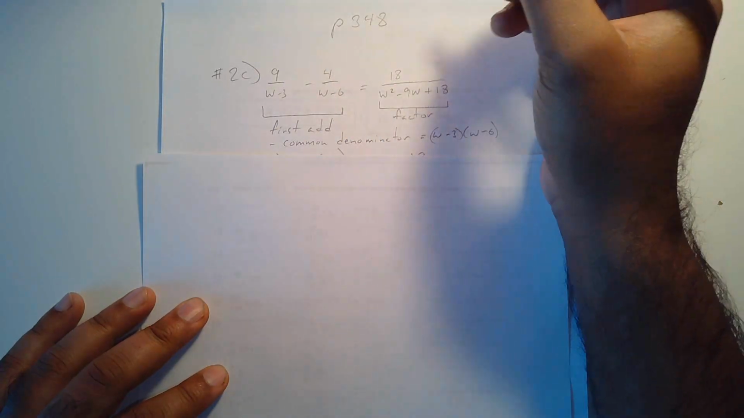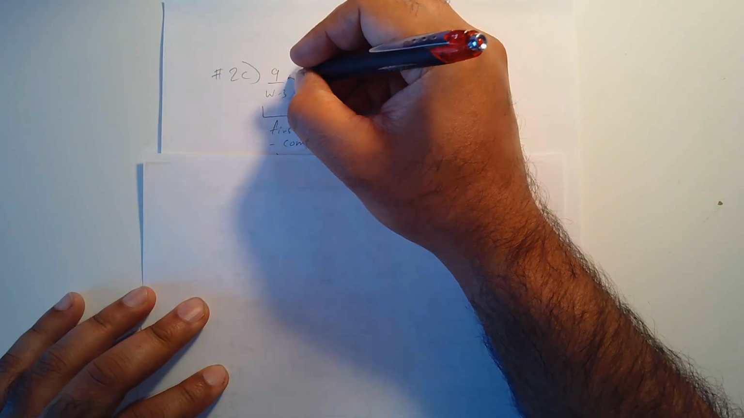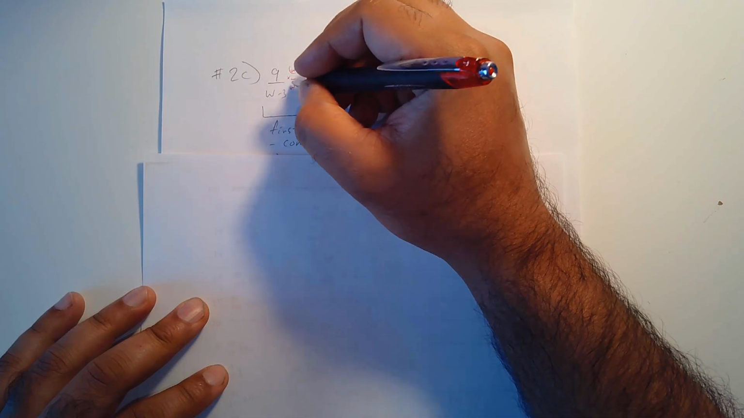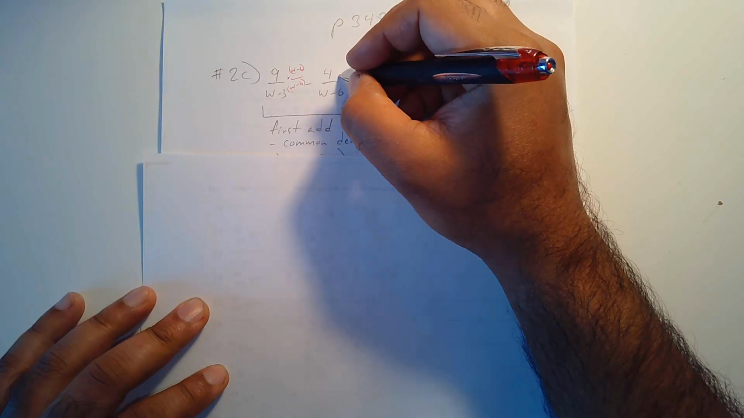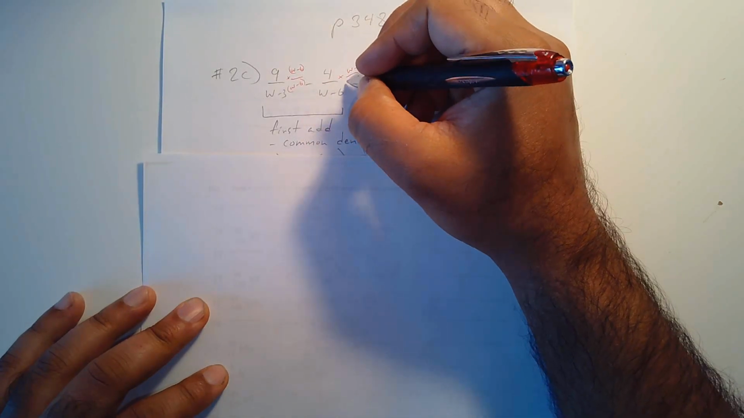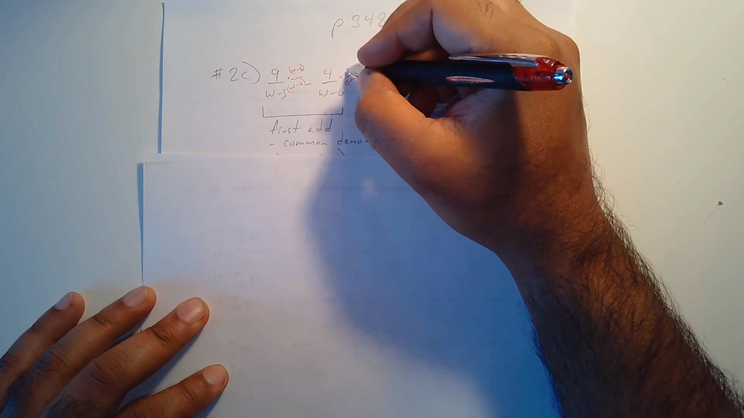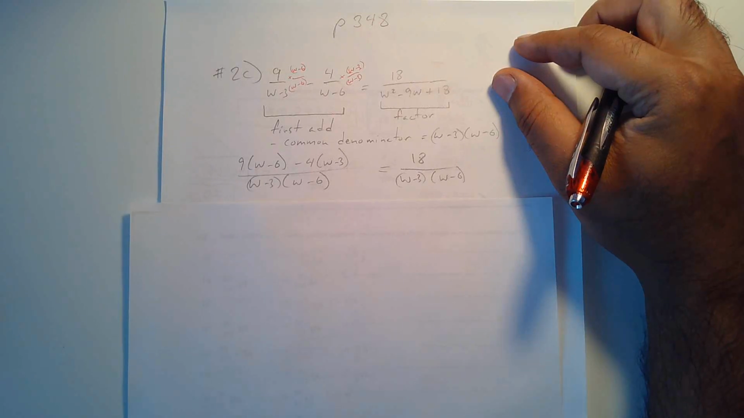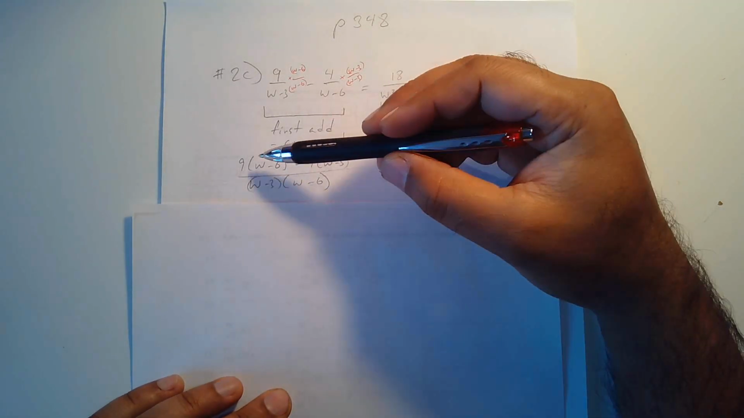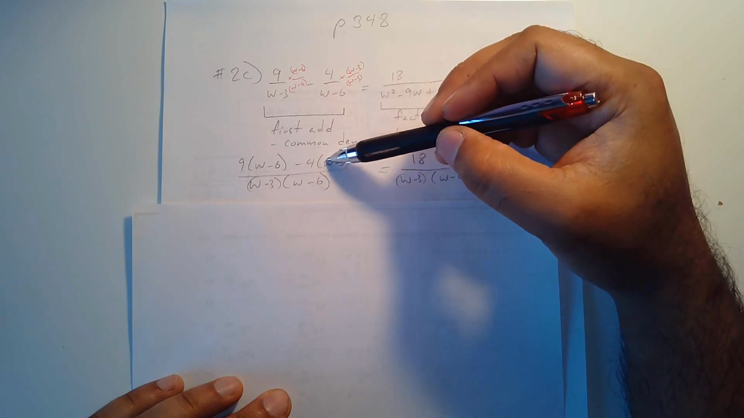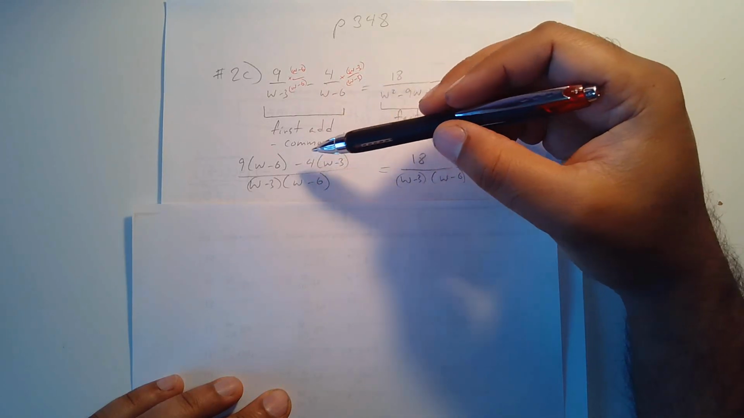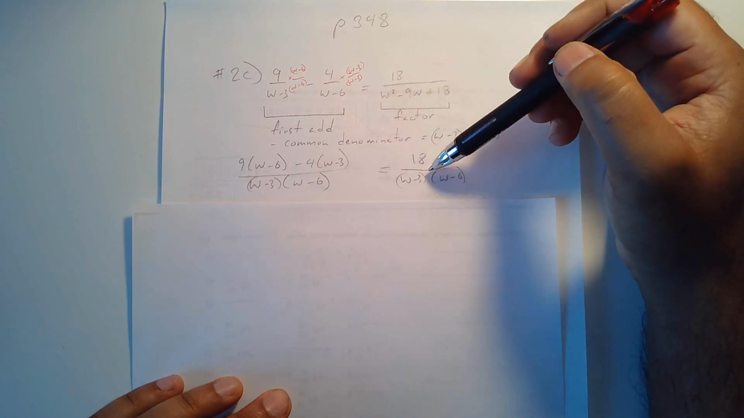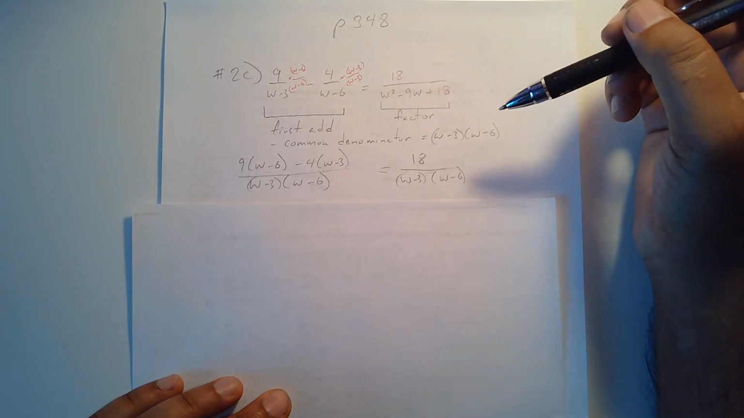What we're going to basically do is multiply this one by w minus 6 over w minus 6, and then this side here we multiply by w minus 3 over w minus 3. So what you get then is, we're multiplying 9 by w minus 6 and 4 by w minus 3. Again, notice the minus sign there. So this is your common denominator, the product of the two. And then here we factor and we get w minus 3 and w minus 6.